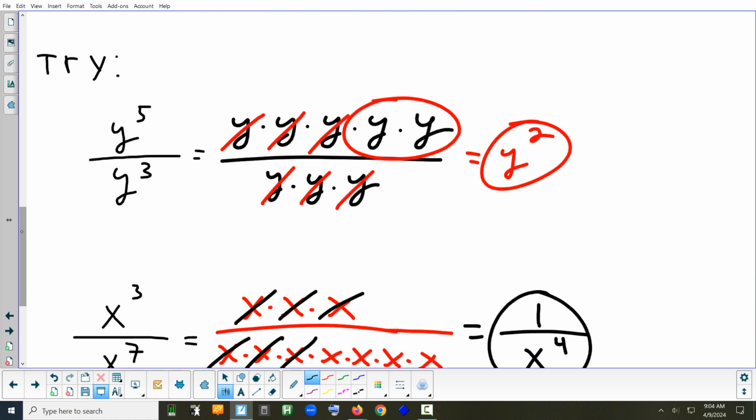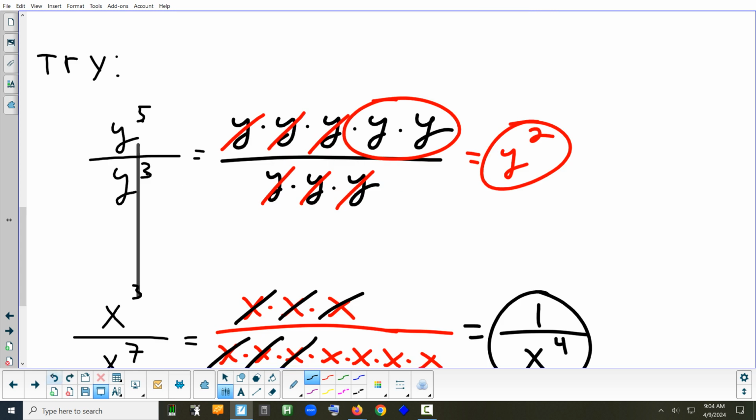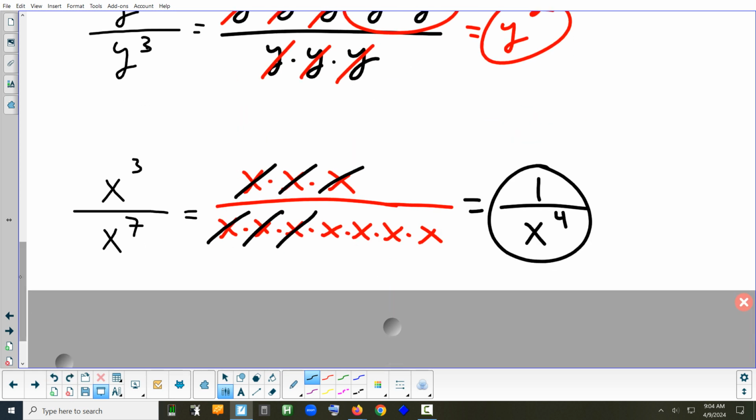Okay, that's the answer to that one. Now let's try this. We did subtraction before, right? We did 5 minus 3, and we got 2. What happens if you do 3 minus 7? What's 3 minus 7 give you? -4. Those two things are exactly the same thing. The only thing that a negative tells you on an exponent is that the answer is in the bottom. That's what the negative tells you.